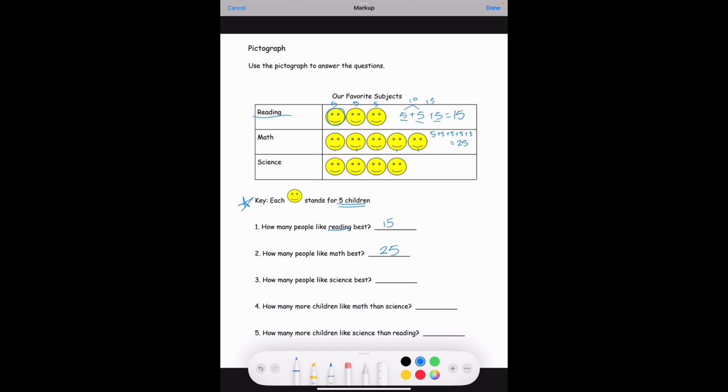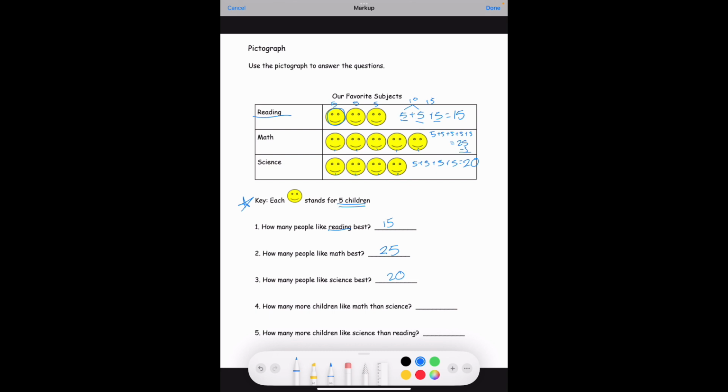Number 3, how many people like science best? Let's see. There's 4 smiley faces, so that would be 5 plus 5 plus 5 plus 5. And we saw at the top, there's just 1 more smiley face for math. So if we subtract 1 smiley face, we'll subtract 5 from 25, and that'll get us to 20. And 5 plus 5 plus 5 plus 5 equals 20. So 20 people like science best.